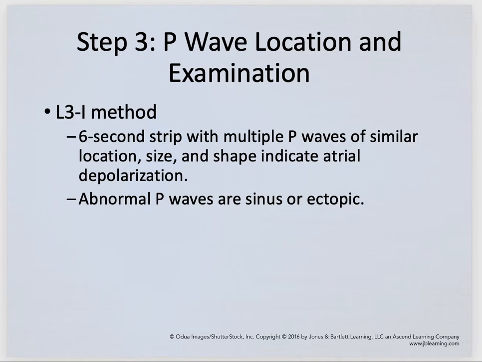P waves are letting us know what's going on in the atrium. So ideally, you're looking for a P wave to be upright. Every P wave should be followed by a QRS. You're looking for the P waves to be of similar size throughout.